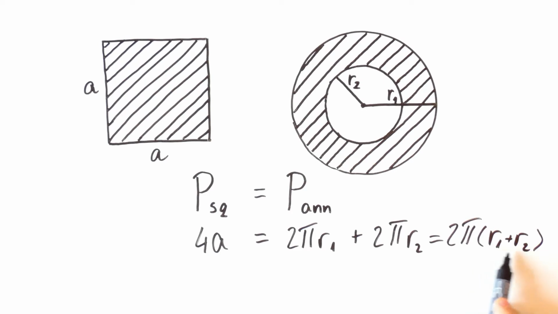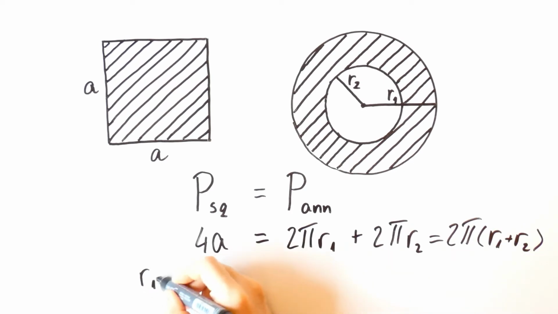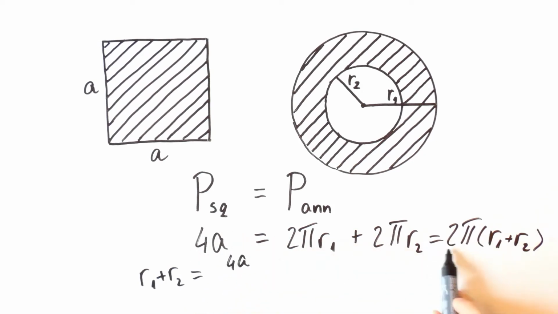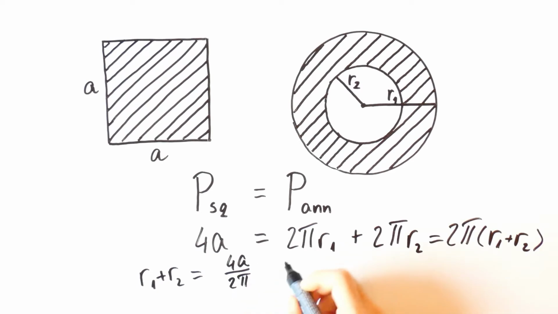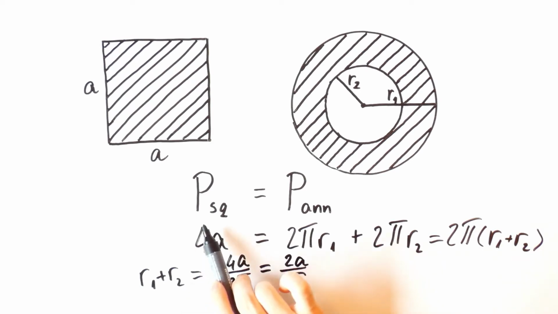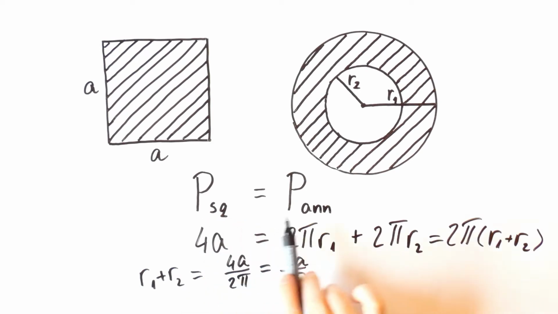So R1 plus R2 is equal to 4A over 2 pi. And that is equal to 2A over pi. This means that the condition that the perimeter of the square and the perimeter of an annulus are equal actually means that R1 plus R2 cannot change and that it must be equal to 2A over pi. So R1 and R2 can still change, but not independently. They can only change together so that their sum is equal to 2A over pi.